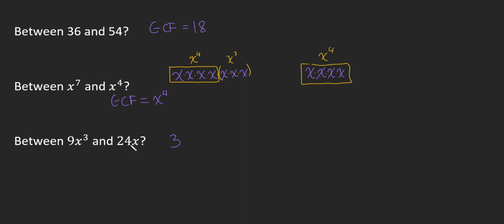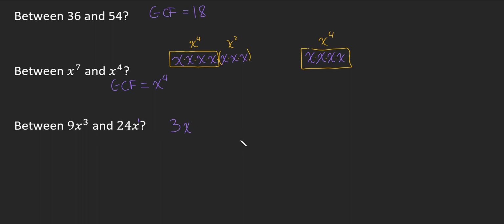Now what we're going to do is deal with the variable. The GCF between x to the power 3 and a single x, which is essentially x to the power of 1, that GCF is x. And so the GCF between these two is simply 3x.